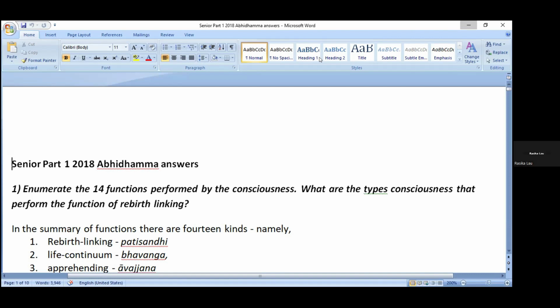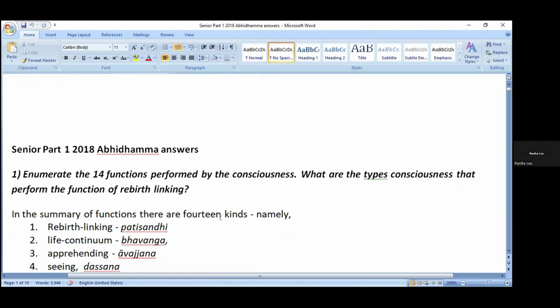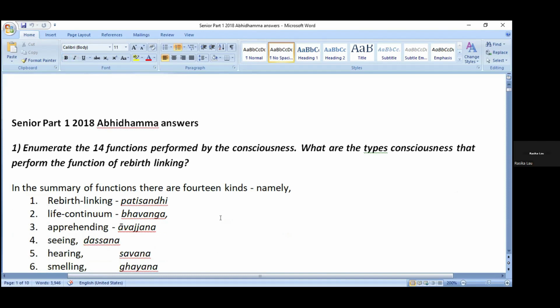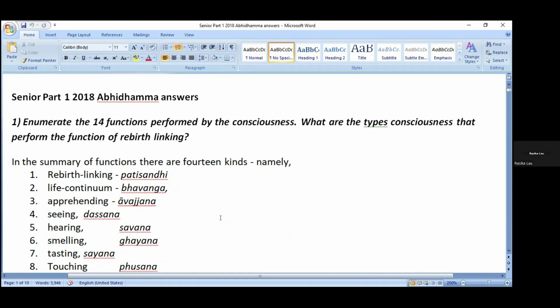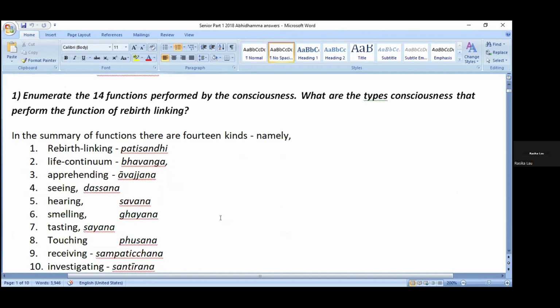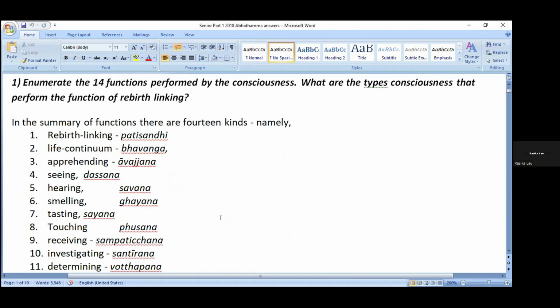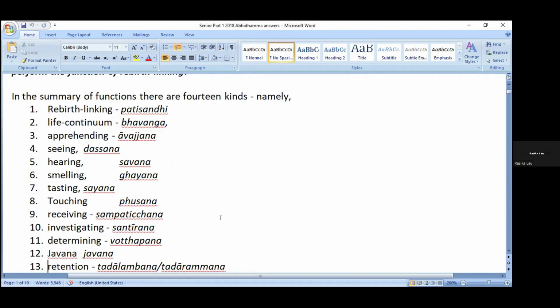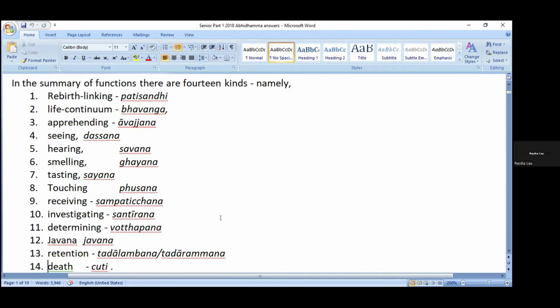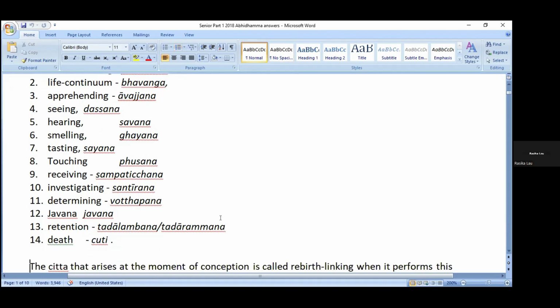Okay, look at my version. The 14 are: rebirth linking, life continuum, apprehending, seeing, hearing, smelling, tasting, touching, receiving, investigating, determining, javana, retention, death. So 14 in total.